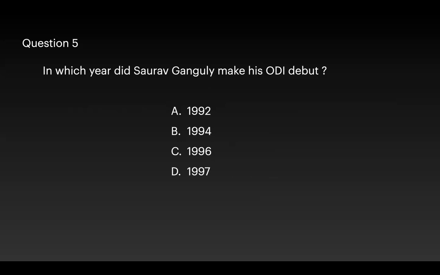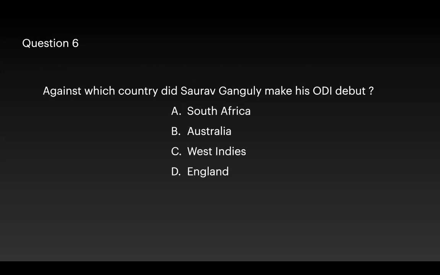Question number six. Direct question to strikers. Here goes. Against which country did Sourav Ganguly make his ODI debut? Australia, B. Confirm. That's the wrong answer. Question passes to Aztecs. Is it D, England? Confirm. That's also the wrong answer. The answer is West Indies. It's West Indies in 1992 in Brisbane.